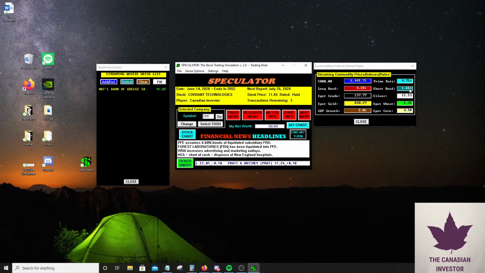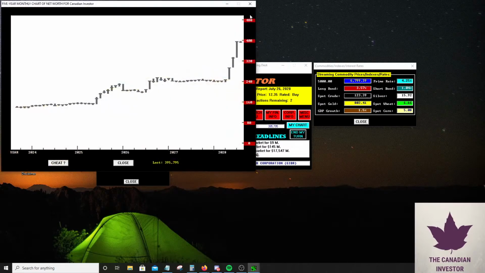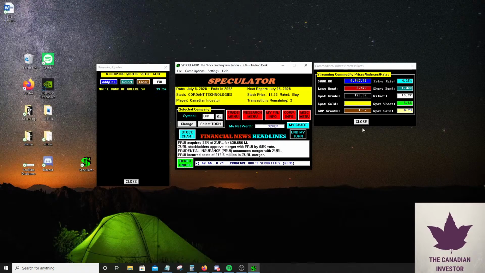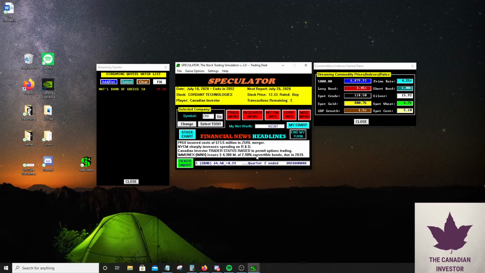Yeah, the short rate just keeps falling and falling. So I know basically if it continues to fall, the long bond will rise, and the prime rate will eventually follow. Oh my gosh, look how much money we made off that. So now we're allowed to trade options, but I have no intention of doing that either because that has to do with stock.